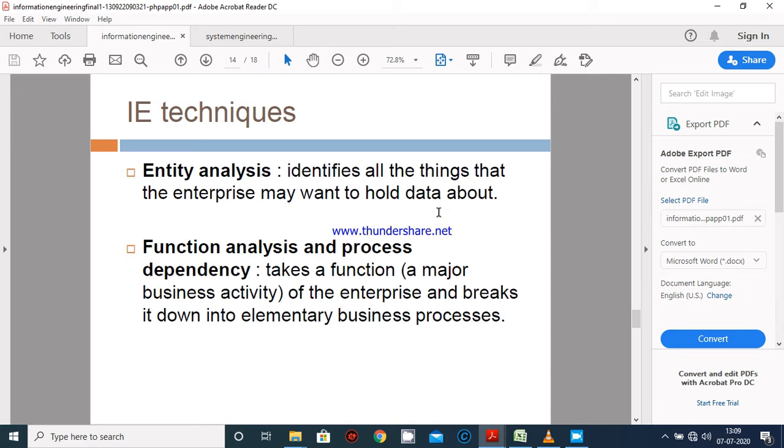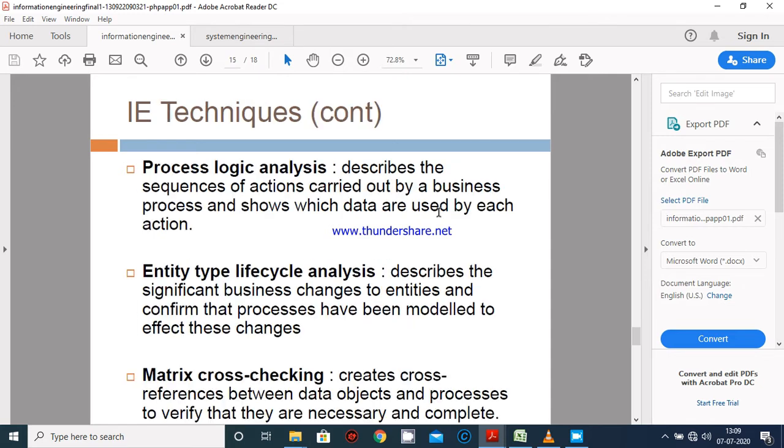Next one is function analysis and process dependency. It takes a function, like any major activity or main problem of the enterprise, and breaks it down into elementary business processes. Two diagrams are prepared: the process decomposition diagram, which shows the breakdown of a business function, and the process dependency diagram, which shows the interdependencies of business processes.